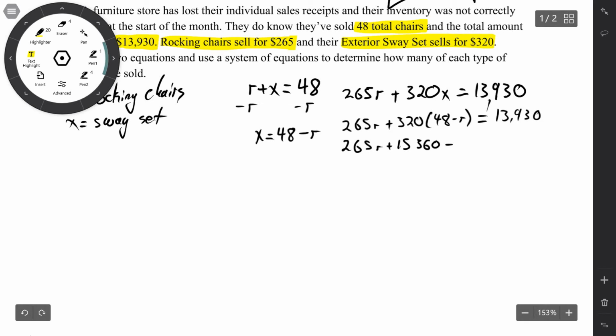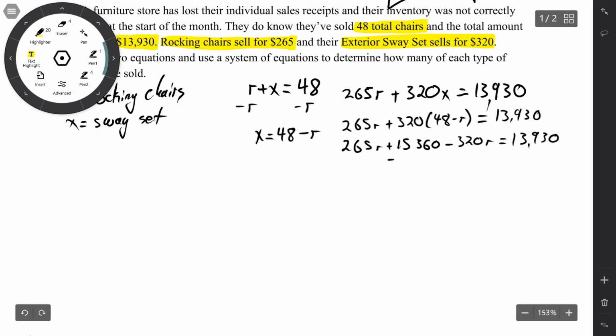Let's see, minus 320r equals still 13,930. When the numbers get really big like this, I always recommend you keep your work as organized as possible. Take this in small steps.